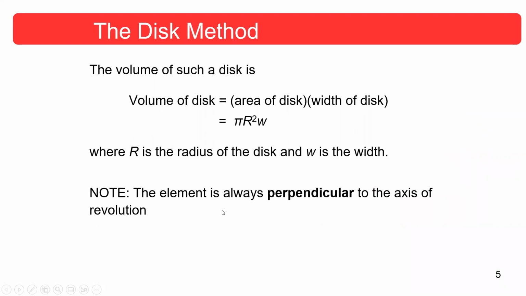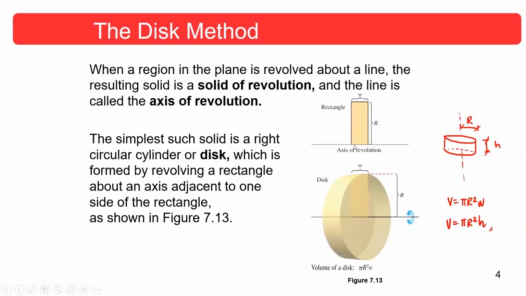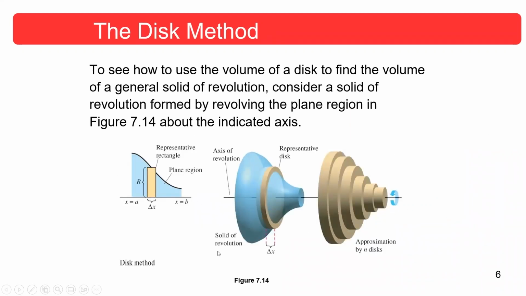We have to take note that in here for the disk method, the element is always perpendicular to the axis of revolution all the time. It's perpendicular, and the element is always touching the axis of revolution. So look at this one, the blue figure. This is the area in consideration. And then in order to approximate the volume formed by this, we use a rectangular element as a representative. Now, the rectangular element has a radius, r, and a thickness. In this case, it's delta x or dx.